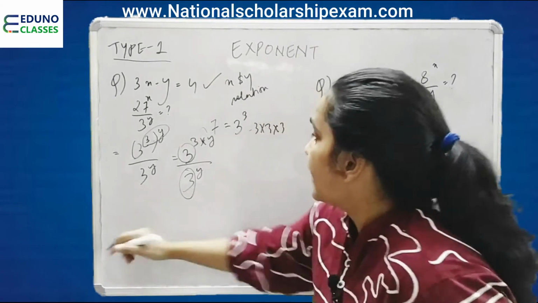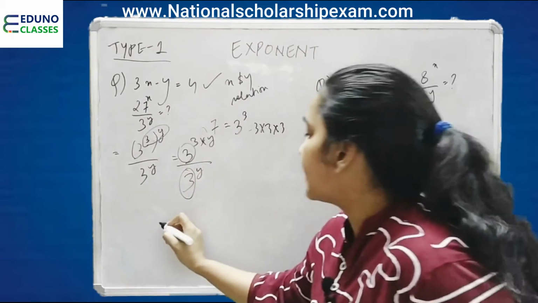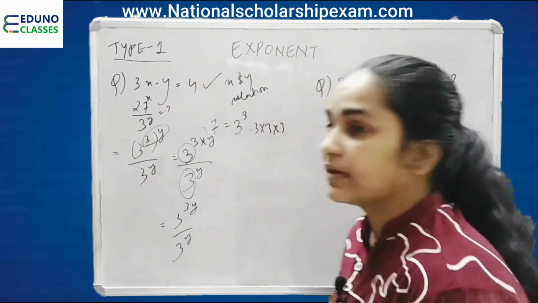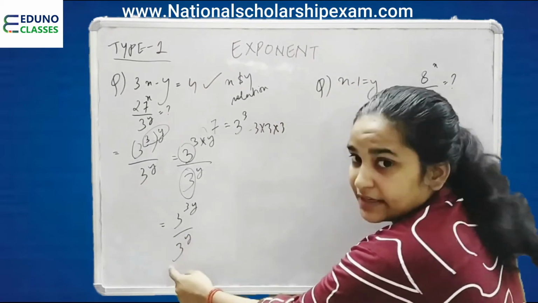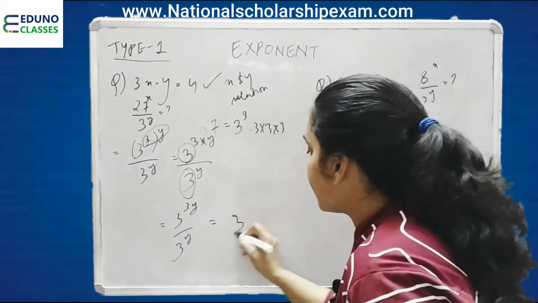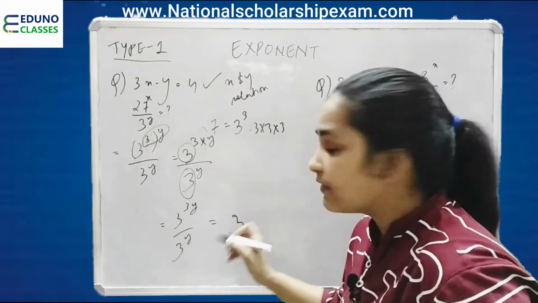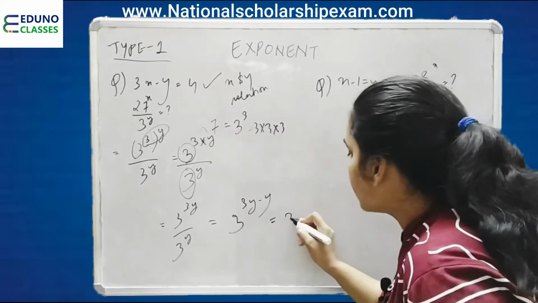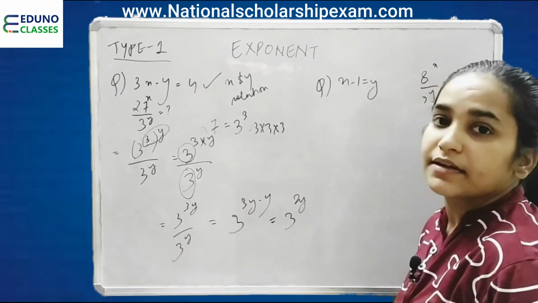Now we have 3 to the power 3 into y, that is 3 to the power 3y, and then 3 to the power y. The bases are the same, 3, 3. Then we will write it as 3 to the power 3y minus y. That means 3 to the power 2y.